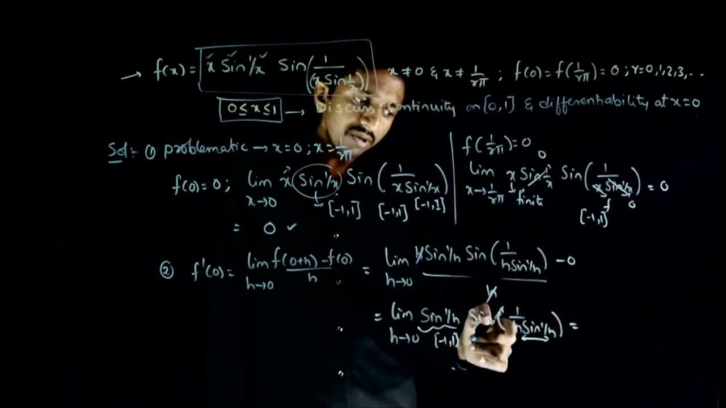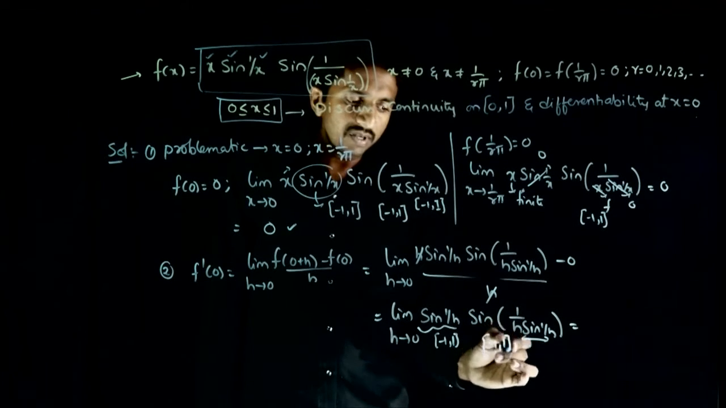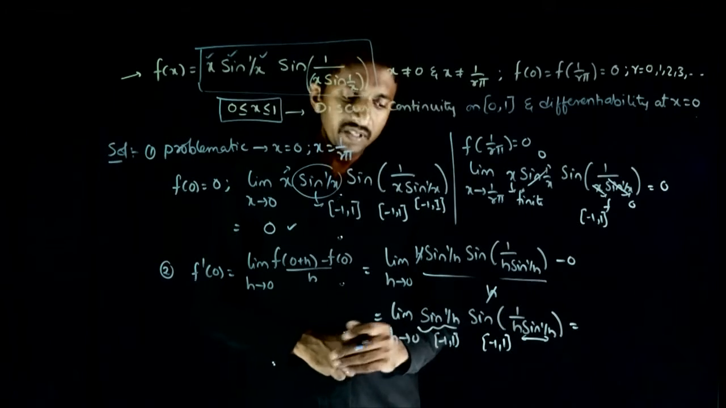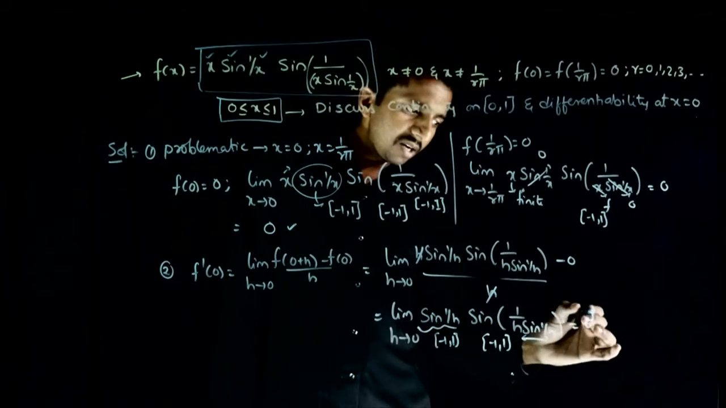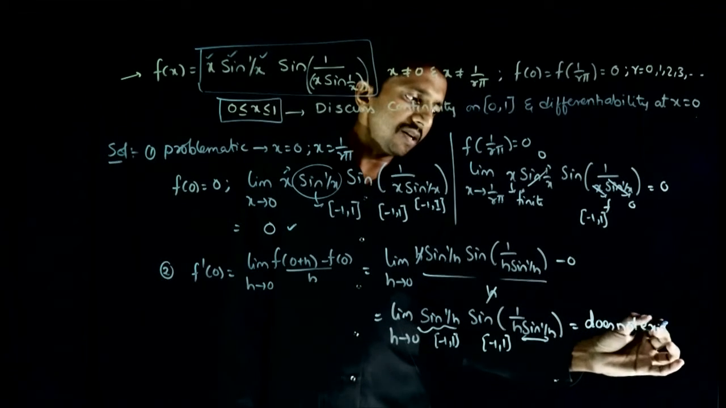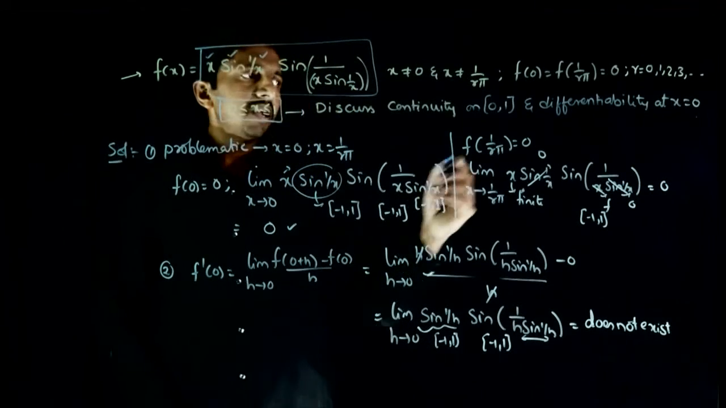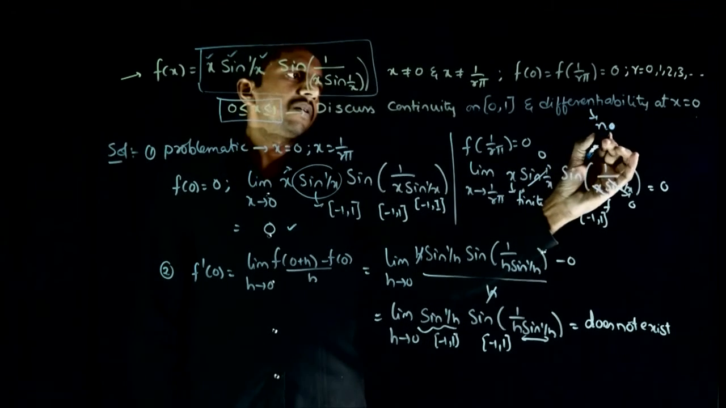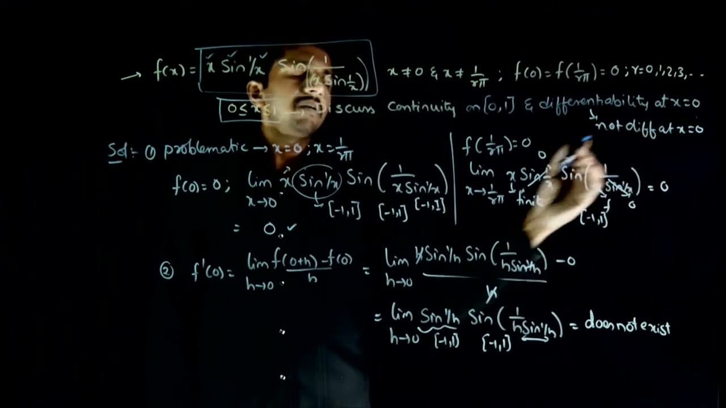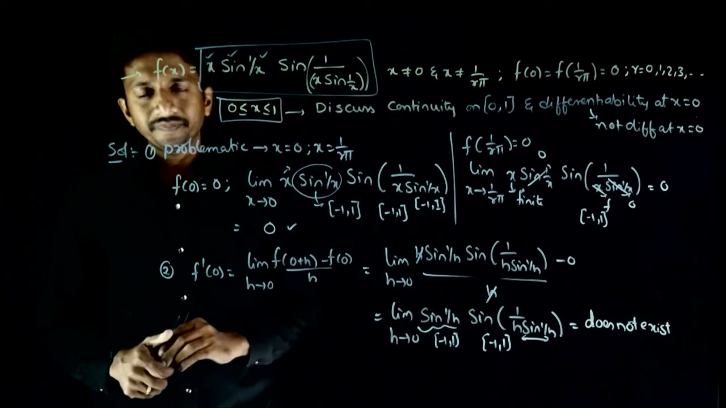So this also oscillates between -1 and +1. It is not going anywhere, it is not tending to anything. So what is the value of this limit? It does not exist. So what is the meaning of this? The function is not differentiable at x equal to 0, but continuous at each point between 0 and 1. Thank you.